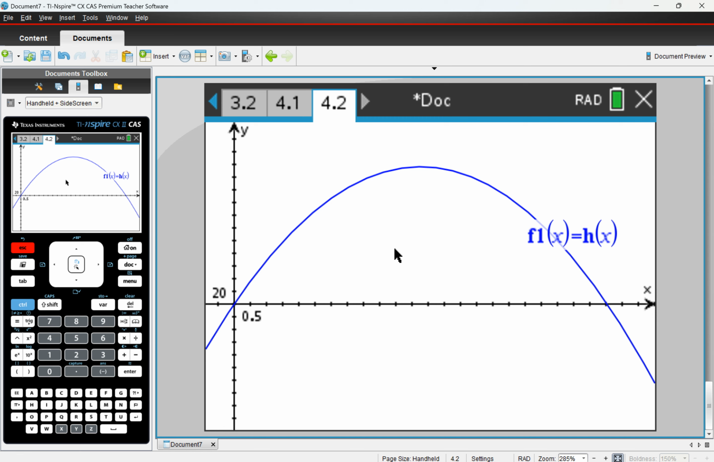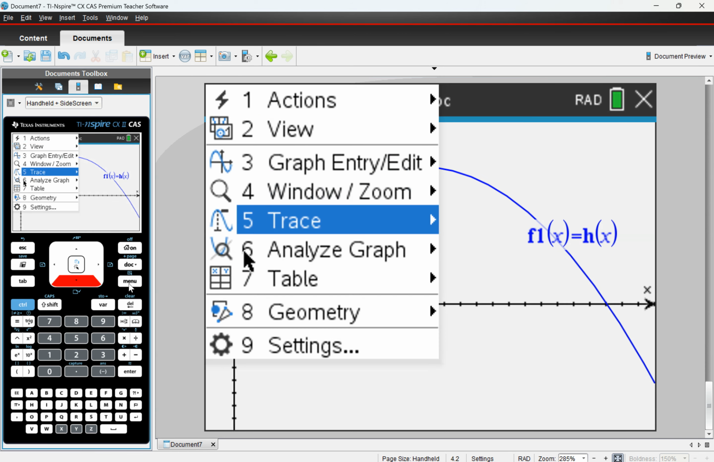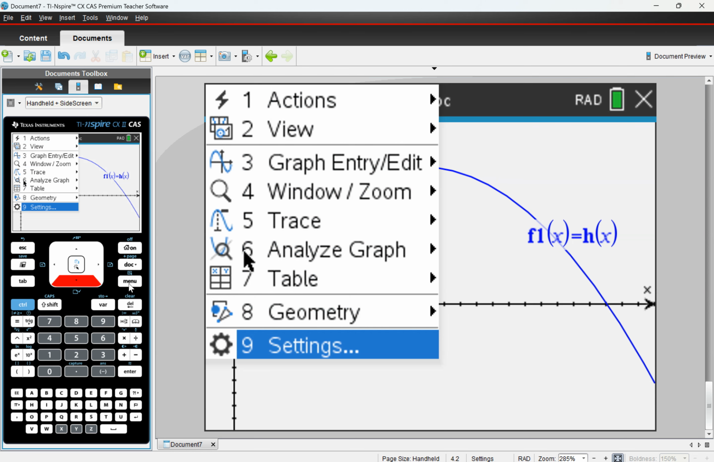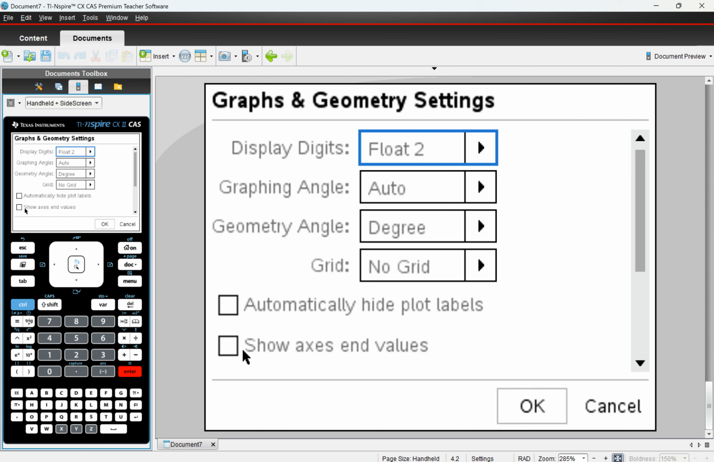Oh, I think that's potentially in your settings. So go menu, and then go to number 9 for settings. And it might be... Oh, maybe you can... Did you have show axes and end values? Because if you just take that one off, then it won't be there.